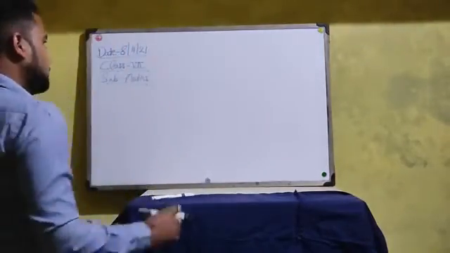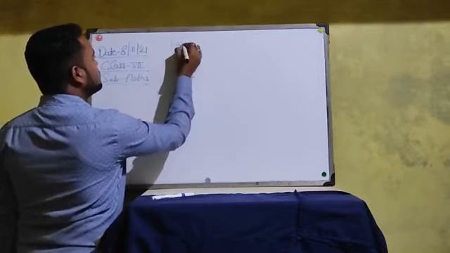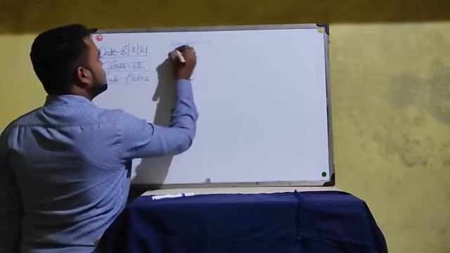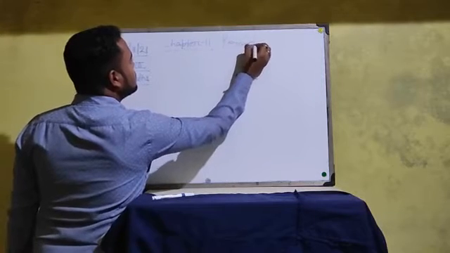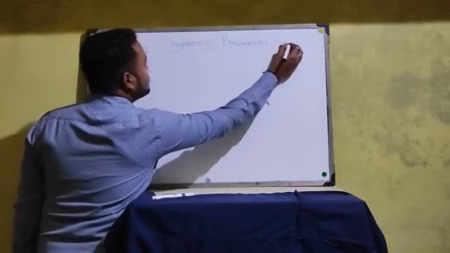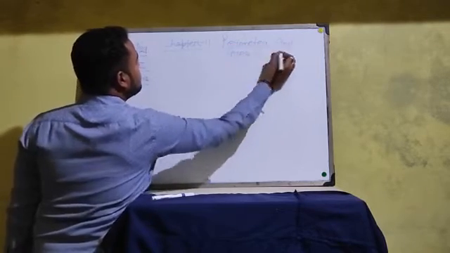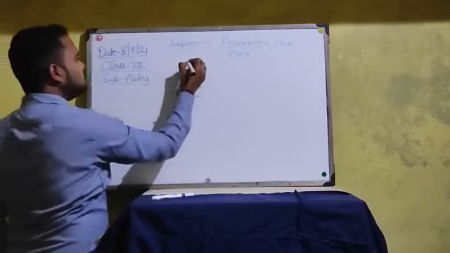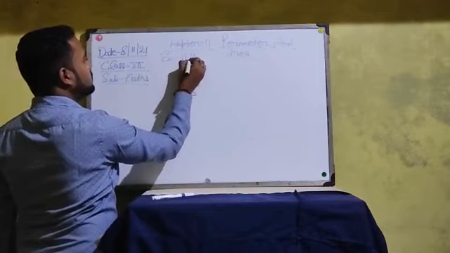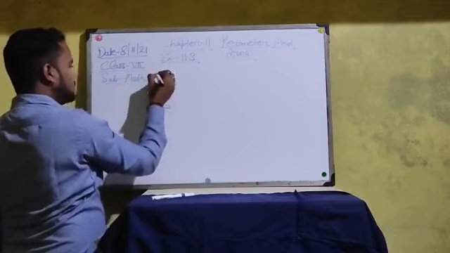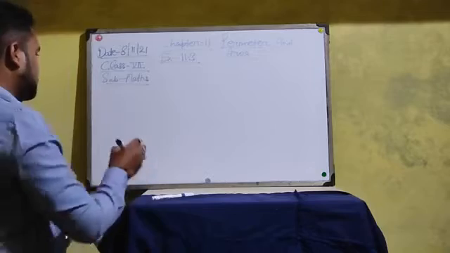As we discuss the example of 11.3, the chapter is chapter 11, Perimeter and Area. Exercise 11.3. We discuss question number 10.